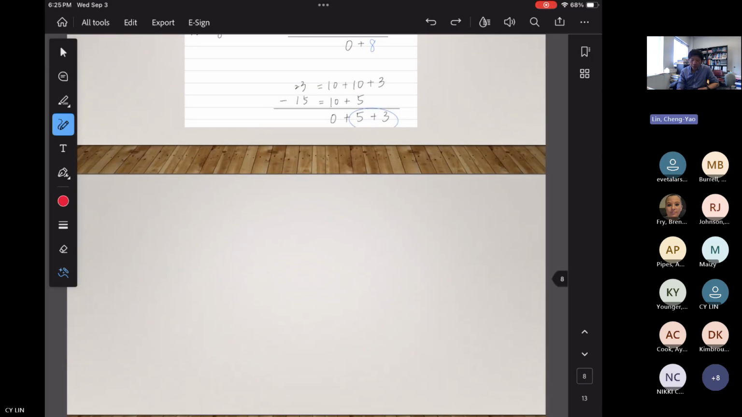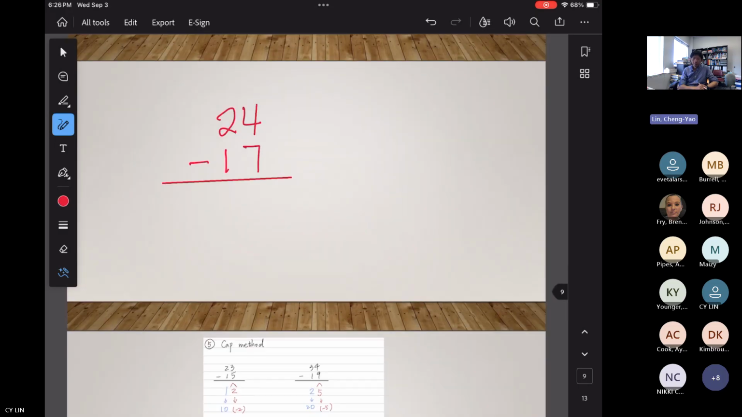Can we do another practice with decompose? Okay, go ahead and do this problem. 24 minus 17, not enough. 4 minus 7, not enough. How should we do this? Can we do the decompose method? I'll give you a minute and try it, okay?